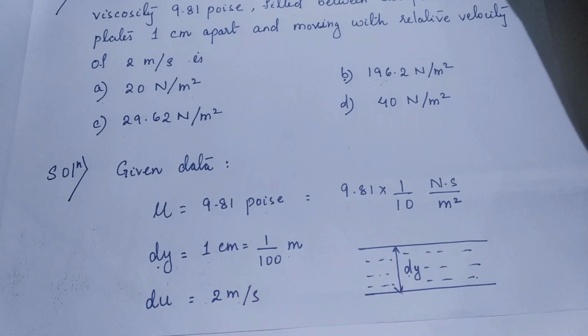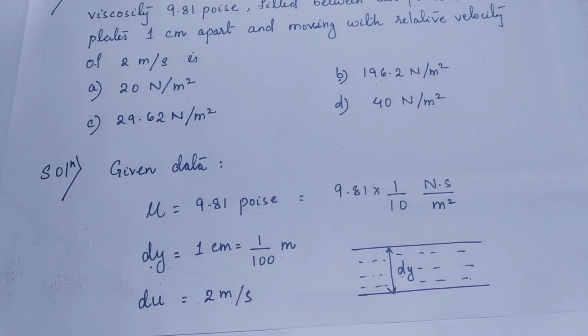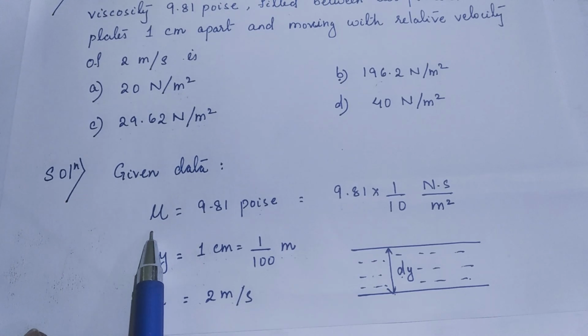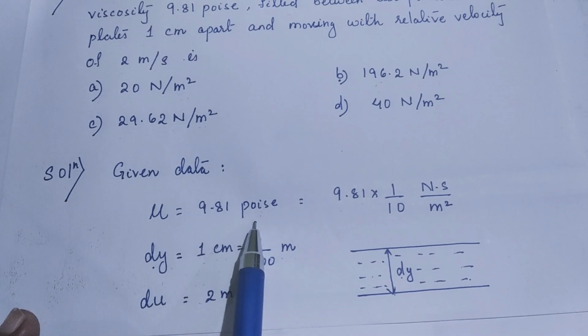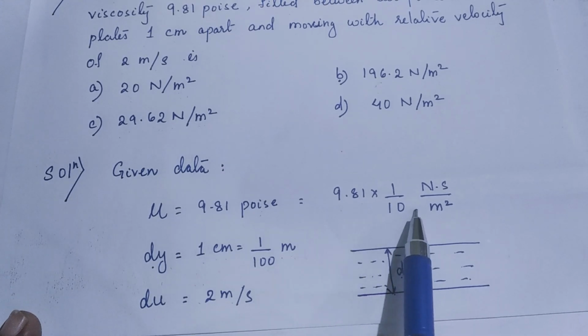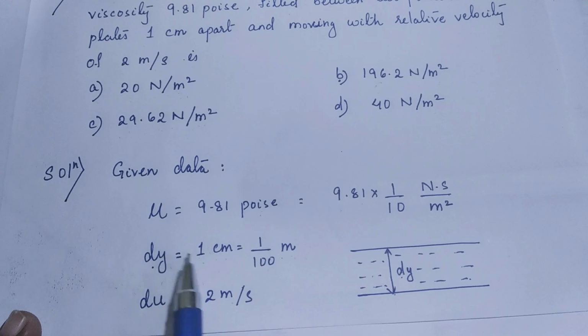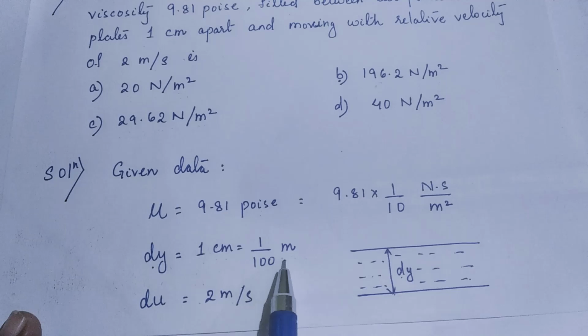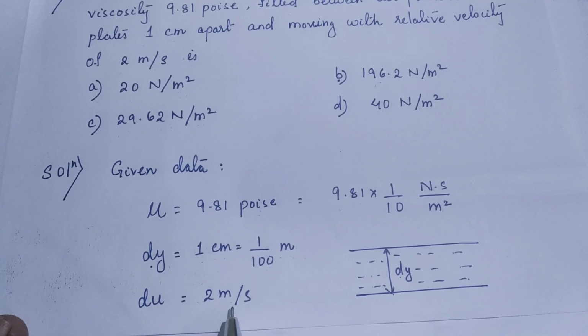So the data given in this question are: dynamic viscosity, that is mu equal to 9.81 poise. Let's convert this into SI unit, that is 9.81 into 1 by 10 Newton second per meter square. dy is 1 centimeter, that is the distance between the two parallel plates, and in SI unit it becomes 1 by 100 meter. And du is the velocity with which the lubricating oil is moving, that is du equal to 2 meter per second.